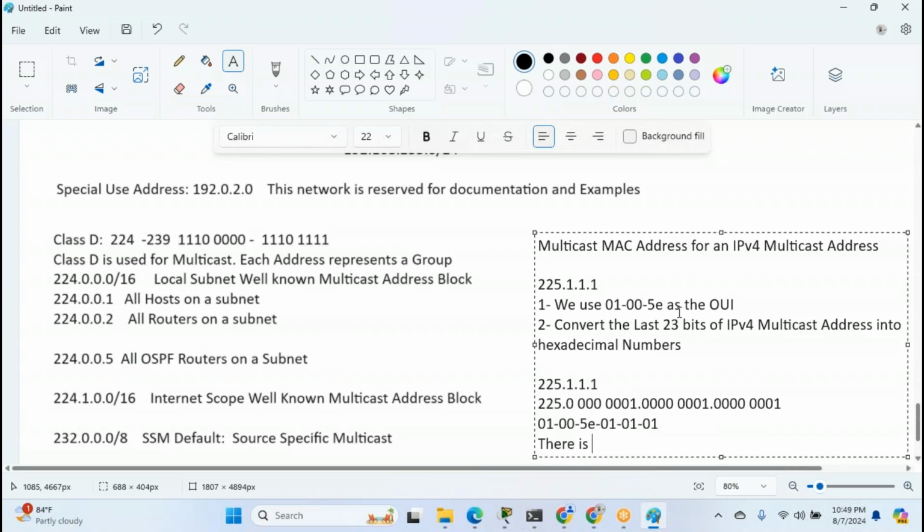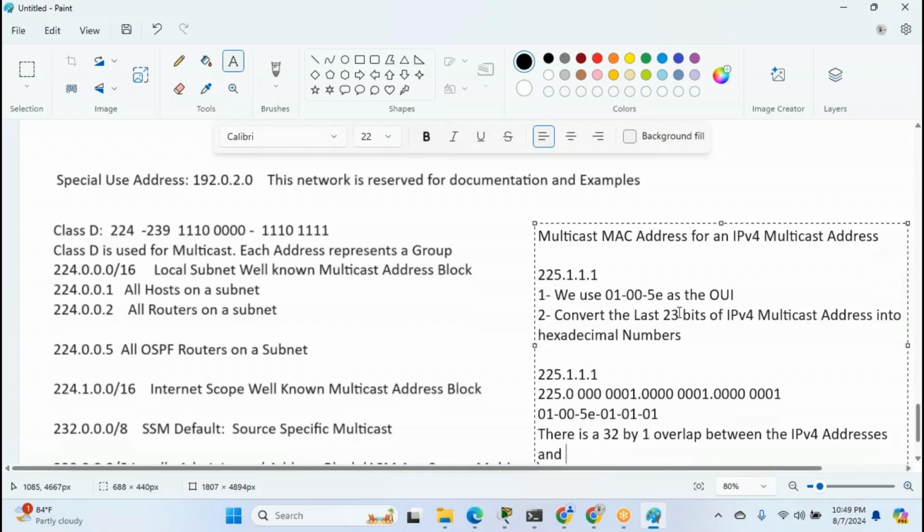So there is a 32 by 1 overlap between the IPv4 addresses and MAC address. For 32 IPv4 multicast addresses, we have the same MAC address.